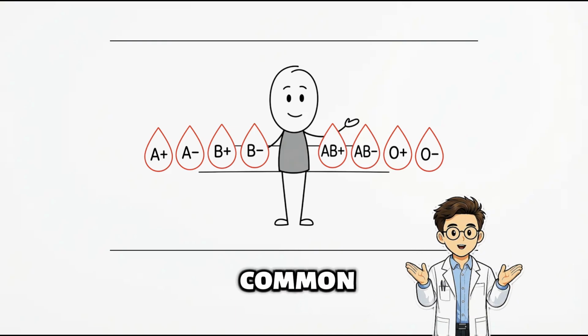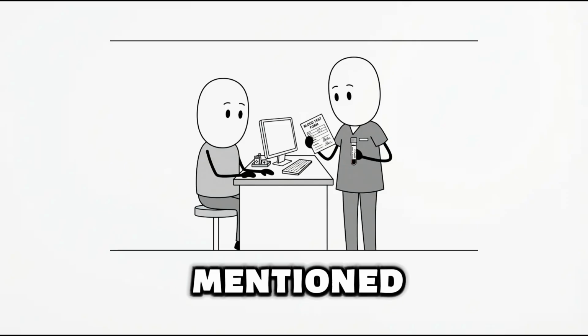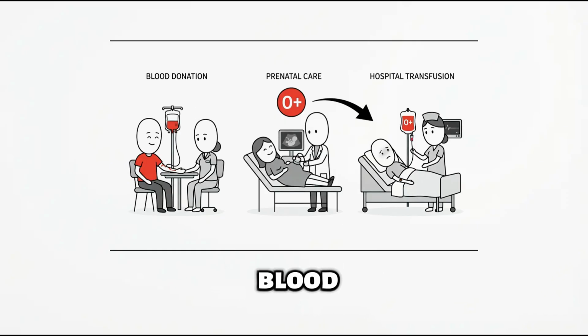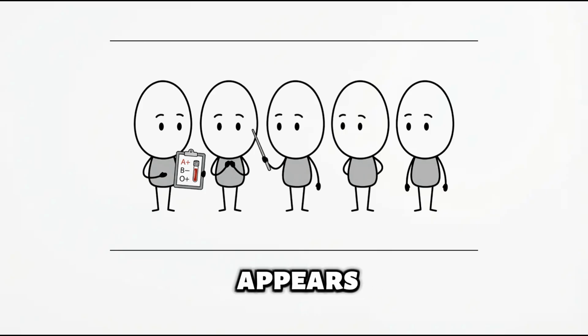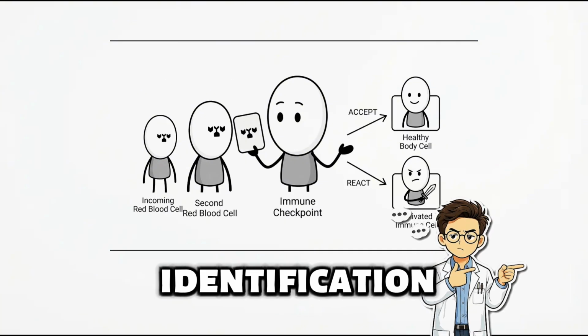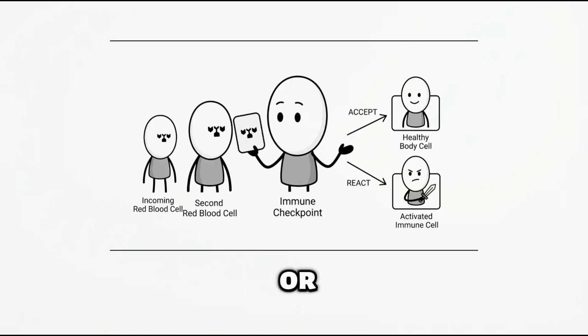The 8 most common human blood types explained. Blood type is usually mentioned only when someone has a health checkup, donates blood, becomes pregnant, or needs a blood transfusion. On a test result, it appears as a very short symbol such as A, B, or O+. Yet behind those 2 or 3 characters lies a complex identification system that determines whether the body will accept or fight blood cells introduced from outside.